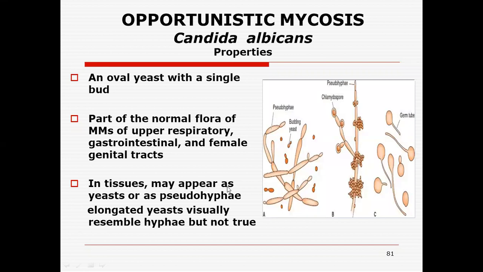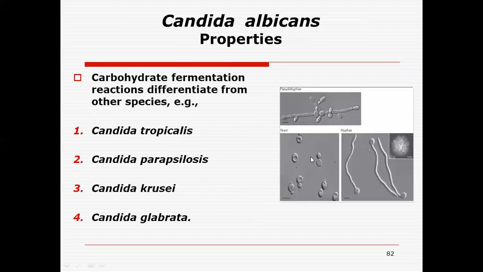Now in the tissues, it may appear as yeast or as pseudohyphae. So in the tissues you will see the yeast or the pseudohyphae, and you can also see the elongated yeast. The elongated yeast is the pseudohyphae. They resemble hyphae, but they are not true hyphae.